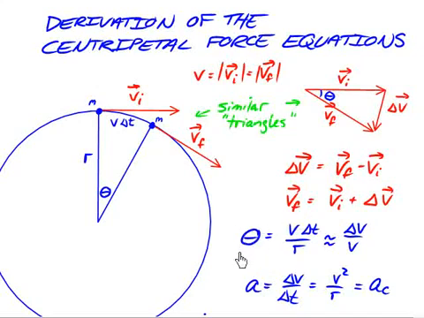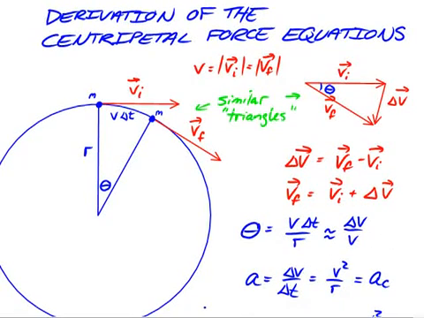Now, we don't really care about what theta is. What we care about is that these two ratios are equal to each other. So now we can apply the equation for acceleration. Acceleration, by definition, is the rate of change of the velocity, delta v over delta t.